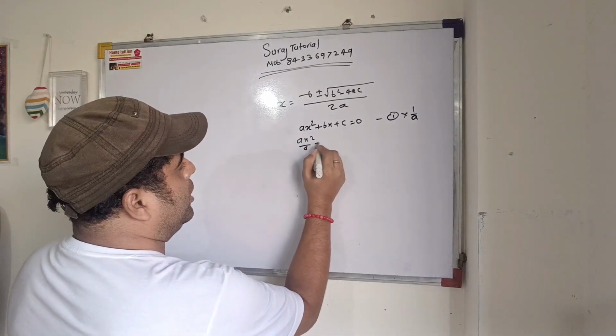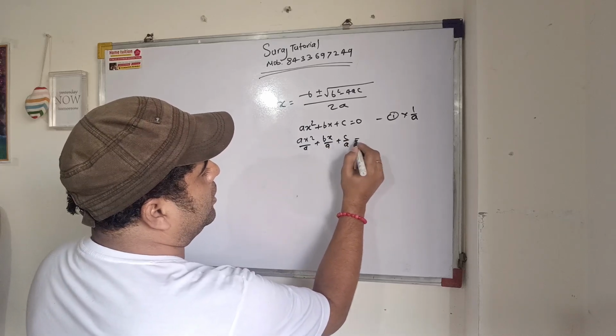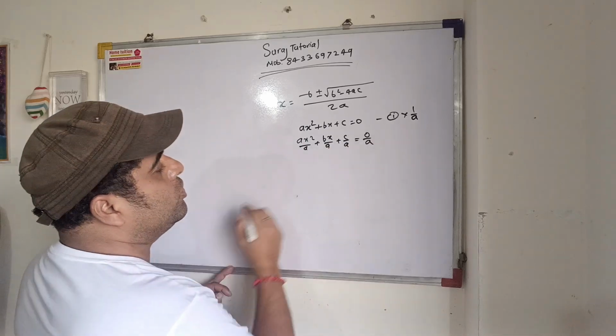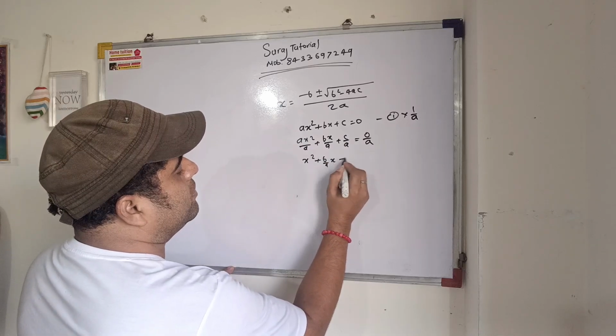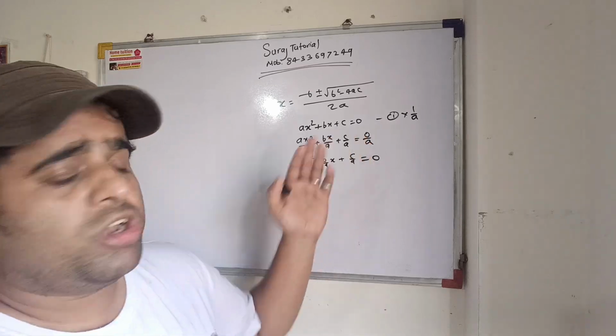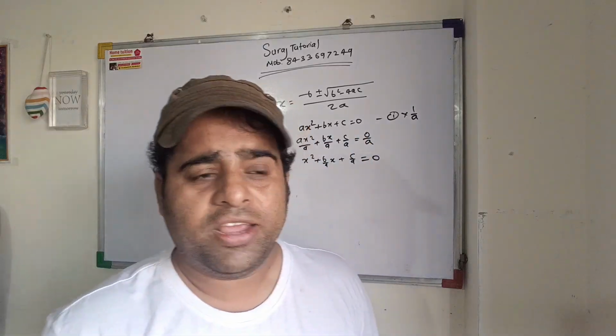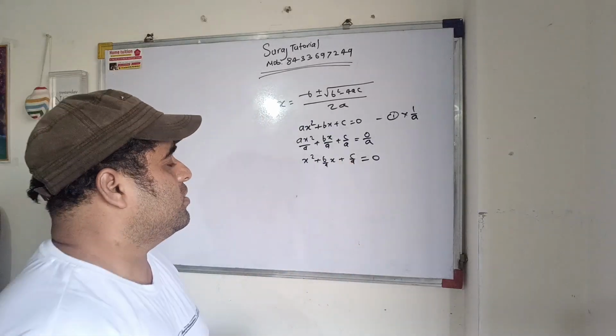ax square upon a plus bx upon a plus c upon a is equal to 0 upon a. So a cancels, we get x square plus b upon a x plus c upon a is equal to 0. Because 0 divided by a, you get 0. a is any constant number, 2, 3, 4, 5, 6. So this is like this.